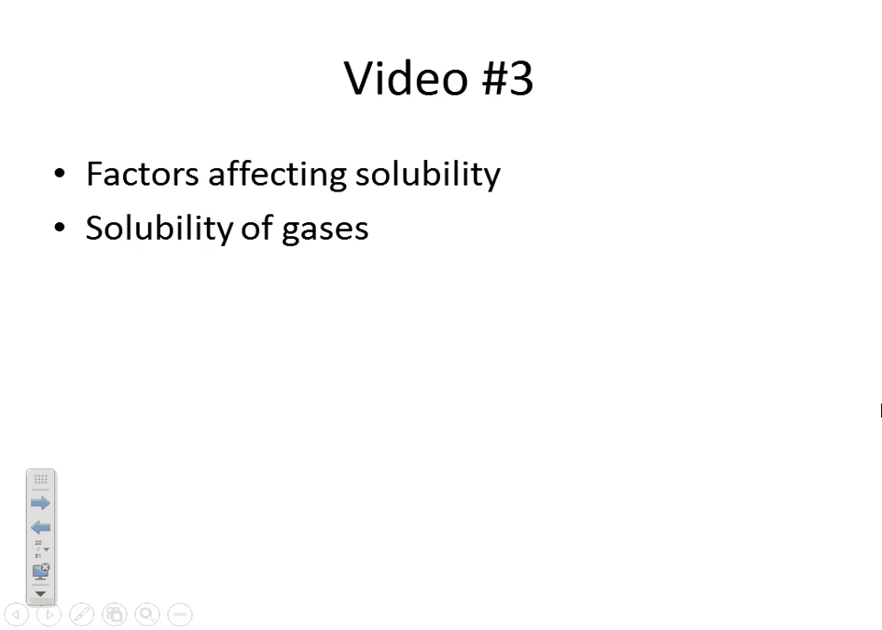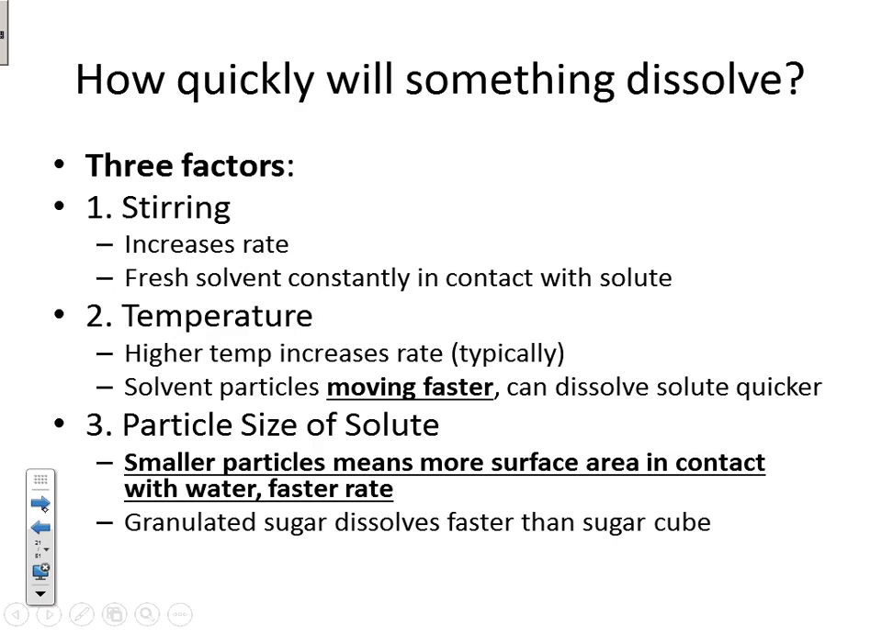First up, factors that affect solubility. When we say that, that means how fast does something dissolve? How quickly will something dissolve? What will affect how much of something you can get to dissolve? And there are 3 main factors that affect it, which you might have worked out from the lab. They are stirring, temperature, and particle size.